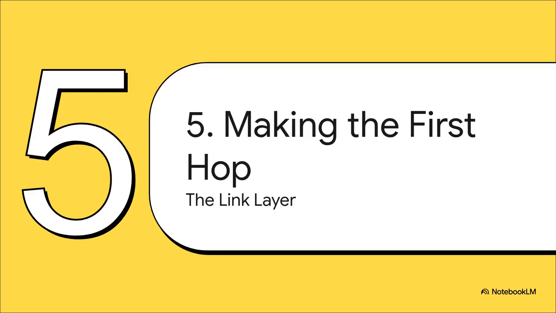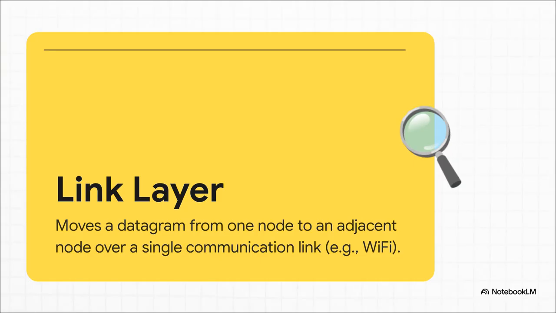But how does it physically leave your computer and get to, say, your Wi-Fi router? This is the last and maybe most physical step of its journey out the door. That is the job of the link layer. This layer is all about the real-world, nitty-gritty stuff. Its only concern is getting our packet from one node to the very next node in the chain, whether that's moving through the air as a Wi-Fi signal, down an Ethernet cable, or through a massive undersea fiber optic line.